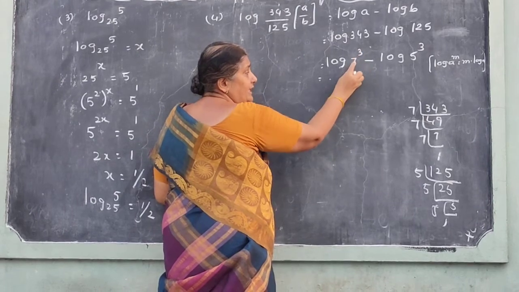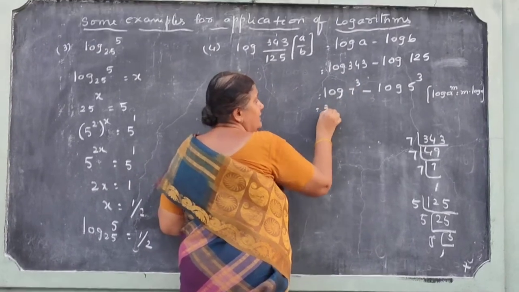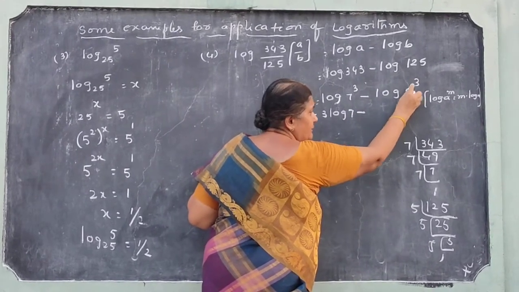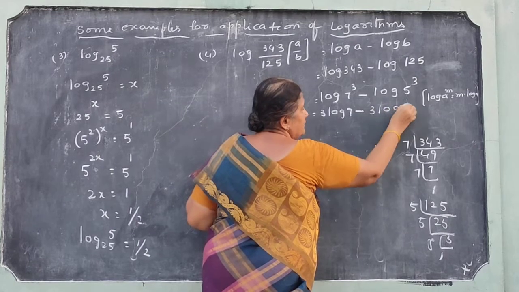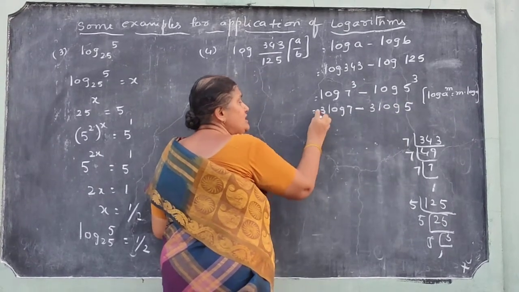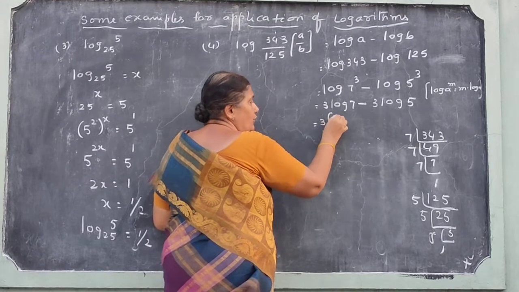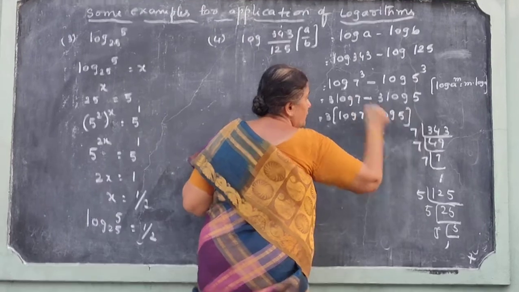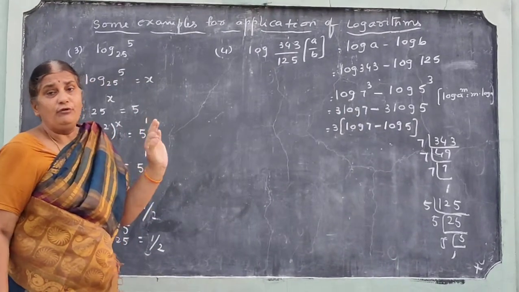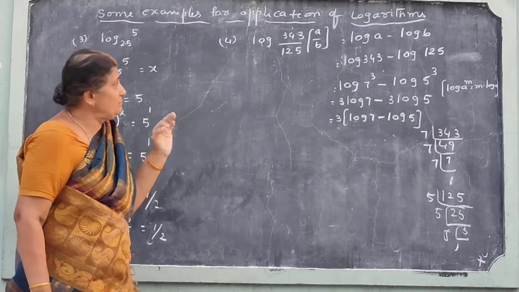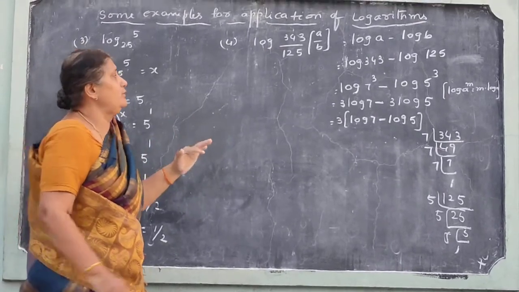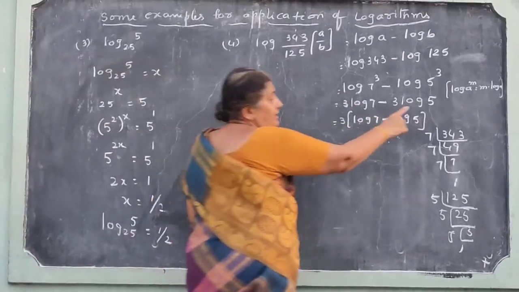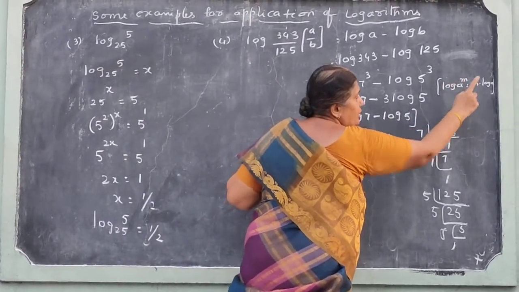Log a power m: a means 7, m means 3, so 3 log 7. In the same manner, log a power m: a means 5, m means 3, so 3 log 5. This is the final answer. Otherwise, what is the common number for both? 3. 3 of log 7 minus log 5 is the final answer. Do you understand or not? They will ask, find the value of log 343 by 125 or expand log 343 by 125. Both have the same model. So apply what law? Second law, and again the third law should be applied: log a power m is equal to m into log a.